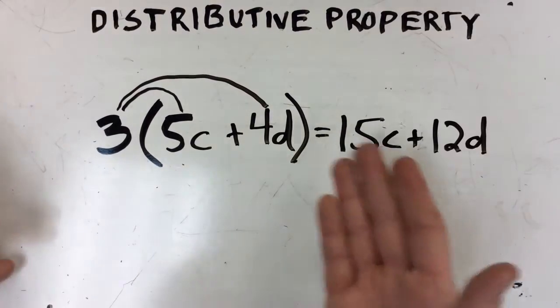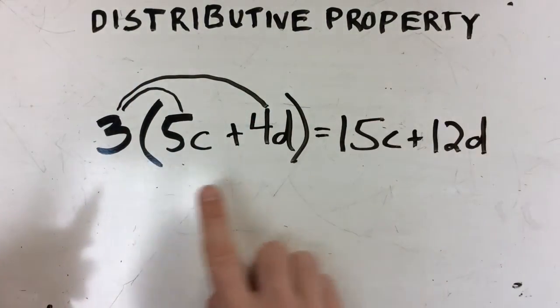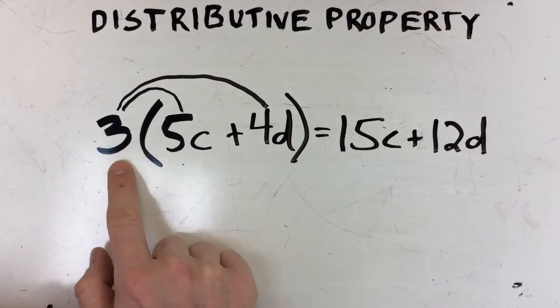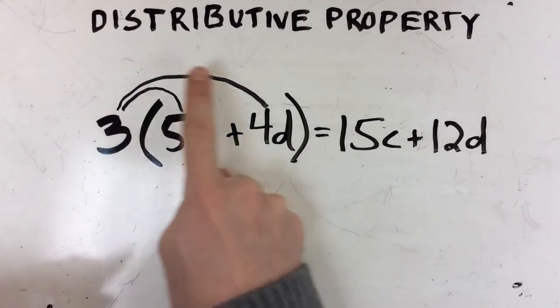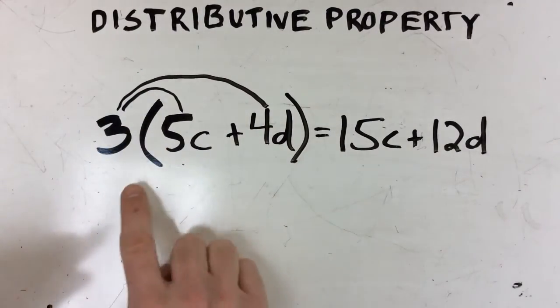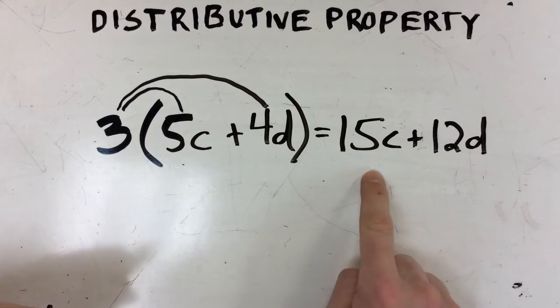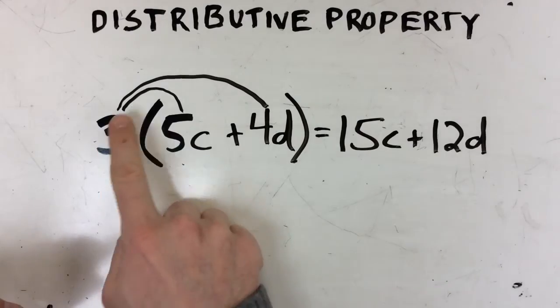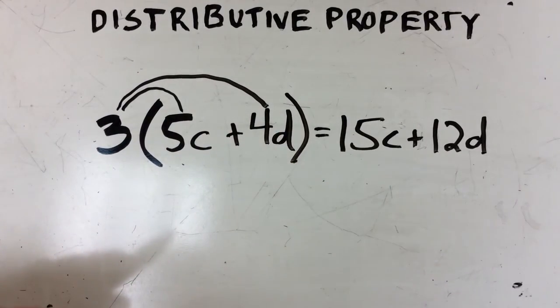This, in fact, is how people often remember the name the distributive property, because it appears as though we're taking the 3 and distributing it equally to the 5c and to the 4d. This is the quick method for turning a factored form into an expanded form. Simply multiply the first factor by both terms inside of the second factor.